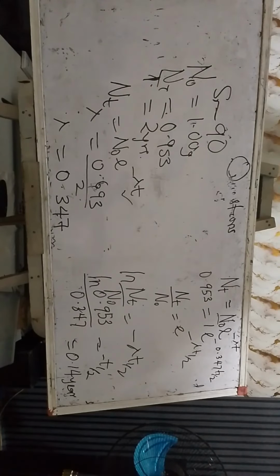So that is the question for nuclear chemistry. Those are the questions for nuclear chemistry. Curie is a large amount of radioactivity. 1 curie is equal to 3.7 times 10 raised to power 10 radiation disintegrations per second.